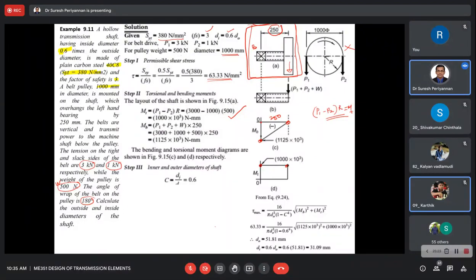Now these two pieces of information we can use to define the diameter of the shaft. Here the permissible maximum shear stress value is given: tau max equals 16 divided by pi d naught cube into 1 minus c power 4. Substitute the bending moment value and torsion moment value. Finally we get d naught, the outer diameter of the shaft, as nearly 52 mm. The inner diameter is given in the problem through C, which is 0.6, so the inner diameter is nearly 31 mm.